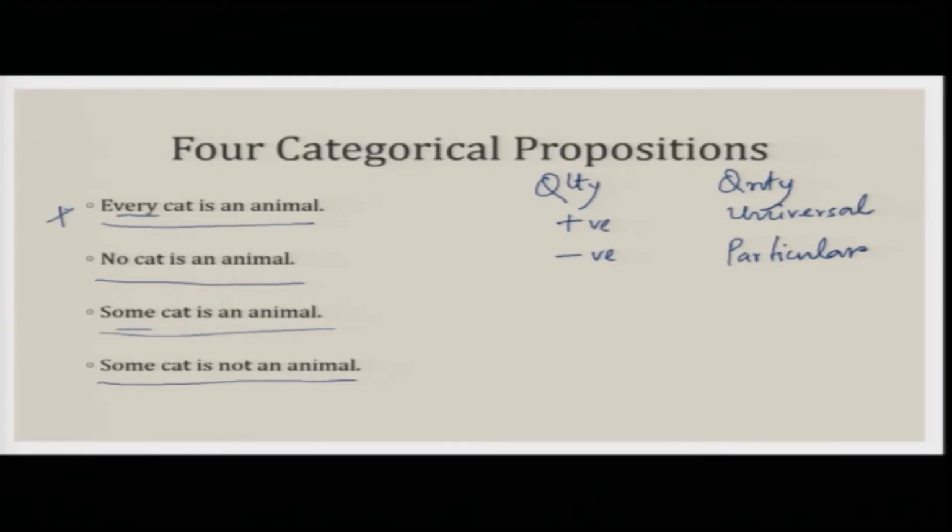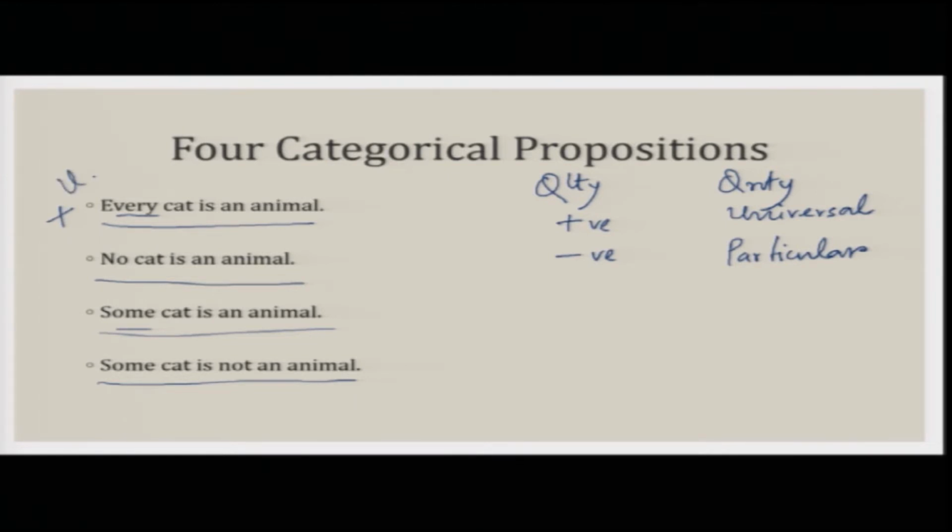Now, similarly, when I say no human is mortal, I do a very similar thing. Why? Simply because I am saying that any human I consider, any human I can ever see, is not mortal, which means that once again I am talking about the entire group, the group of humans. So both these sentences are universal, but one is positive, for example, every cat is an animal, which is affirmative but universal.